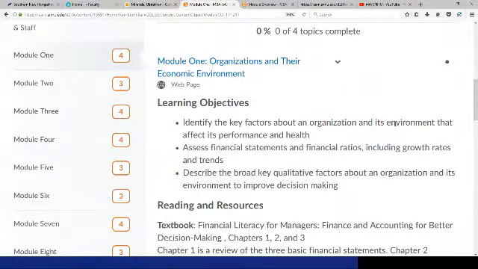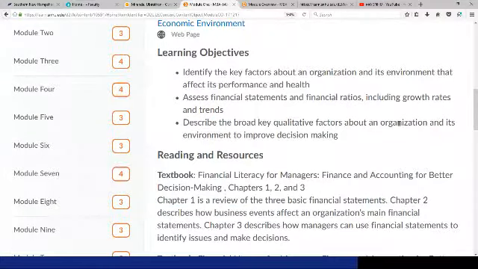Now, the learning objectives for this week is identify the key factors about an organization and its environment that affects its performance and health. There are key variables in the organization, and in the environment of the organization, that do affect the performance and health of the company.